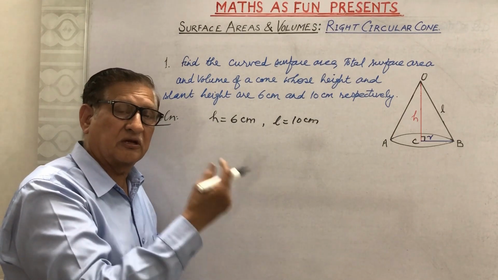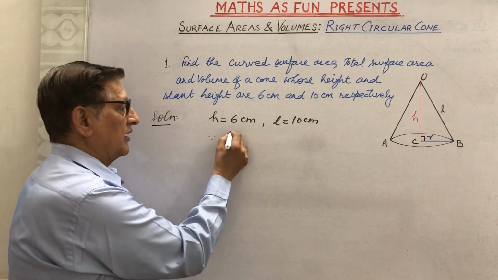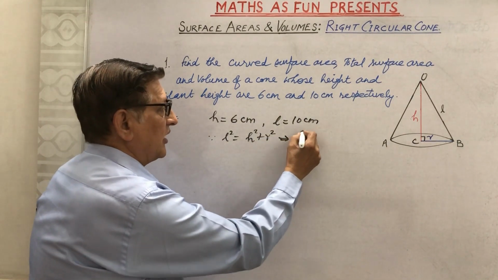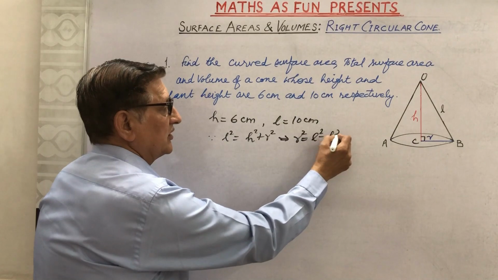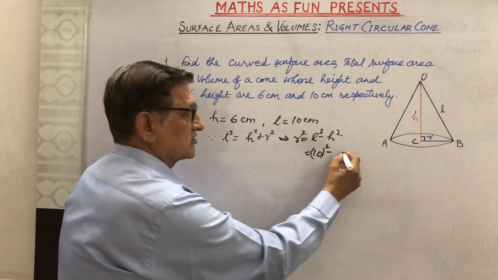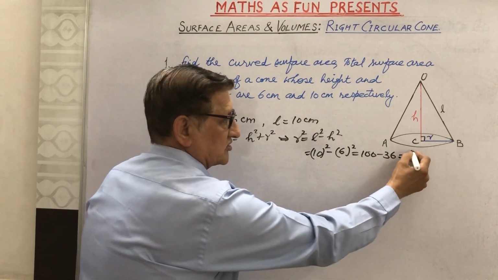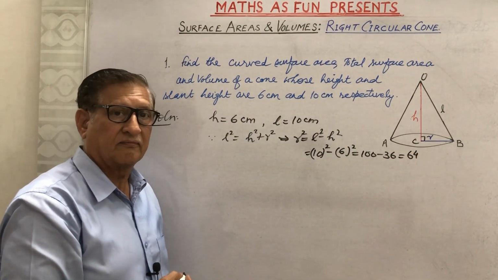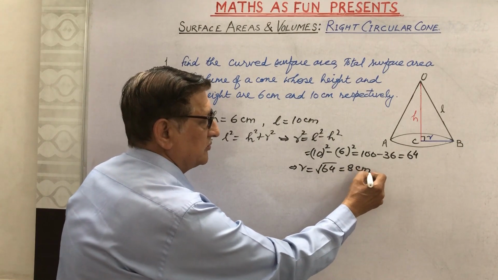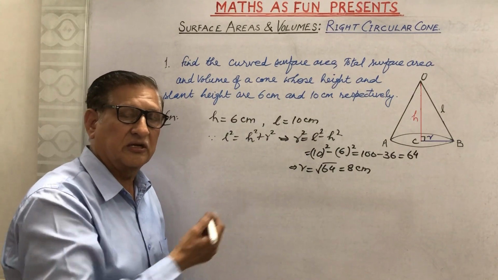For that we remember the relation between L, H and R. We know that L² = H² + R². This gives us R² = L² − H². L here is 10, square of 10; H is 6, square of 6. That is 100 − 36, which is equal to 64. So R here will be root of 64, that is 8 centimeter. Now we have all 3 dimensions: height, radius and the slant height.